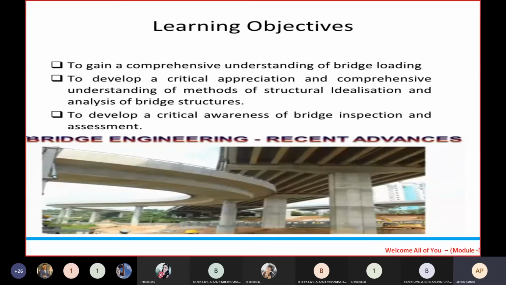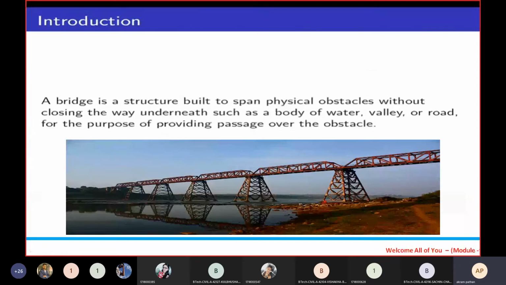Then what is a bridge? The first question in front of us is, what do you mean by a bridge, or what is a bridge structure? A bridge is the passage, or you can say the structure, built across a river for the purpose of transportation of vehicles from one part to another part of the river or any valley or any barrier. We call it a bridge.